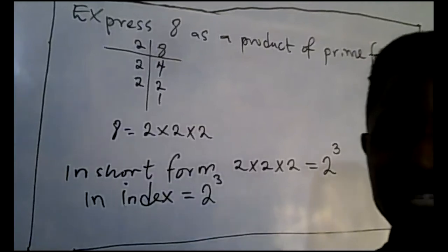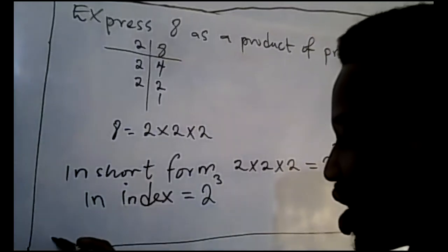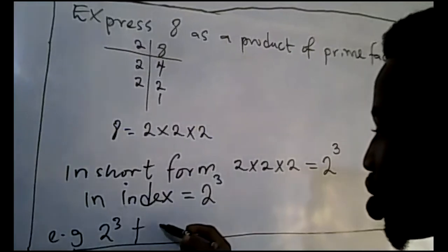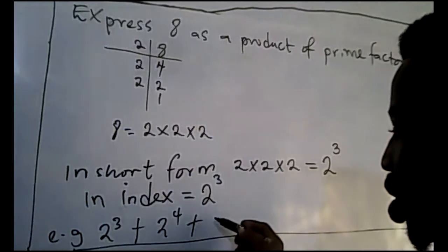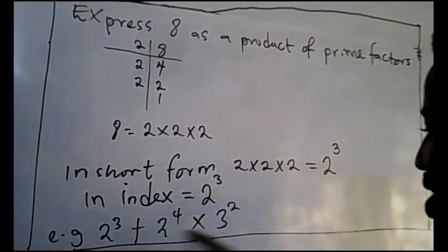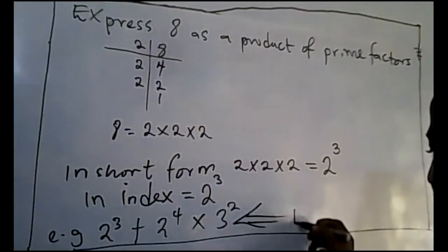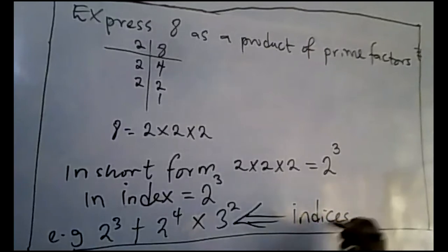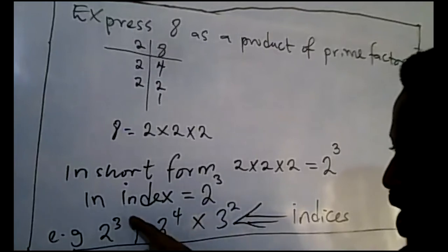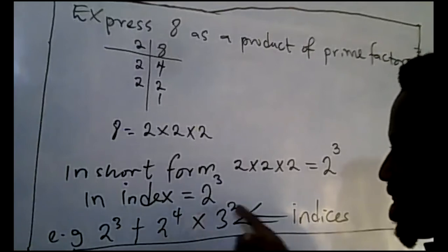Now, if we have several numbers with powers, for instance, 2 raised to power 3 plus 2 raised to power 4 times 3 raised to power 2. These are indices, because we have several numbers raised to several powers: 2 raised to power 3, 2 raised to power 4, times 3 raised to power 2. So these are the indices.